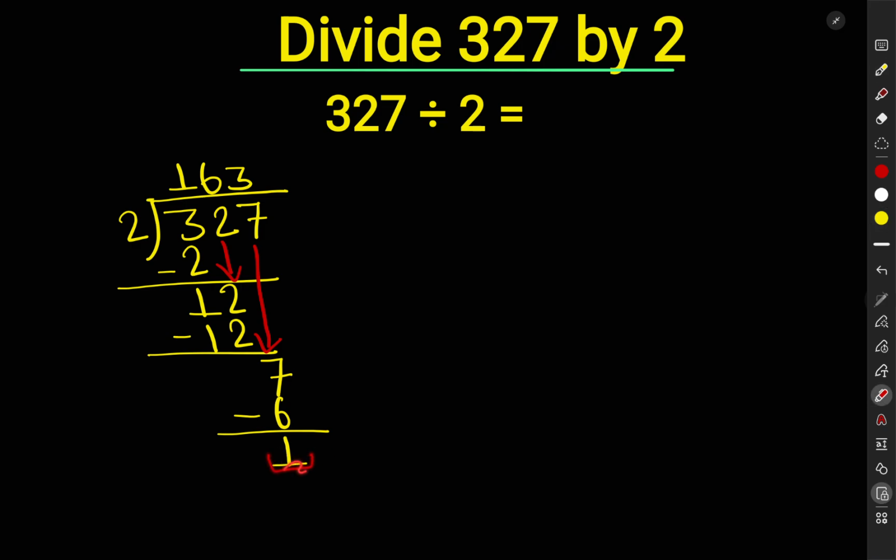So now this 1 is less than 2 and there is no other number beside. So we put here decimal so that we take 0. So now it became 10 and 2 times 5 means 10. On subtracting we get 0. So 327 divided by 2 is 163 decimal 5.